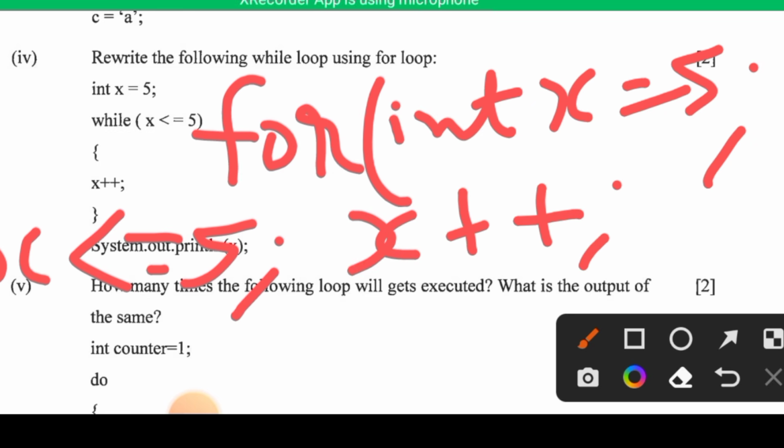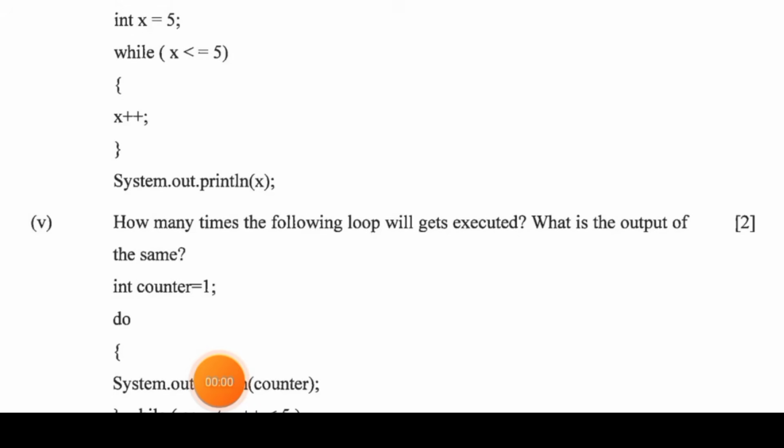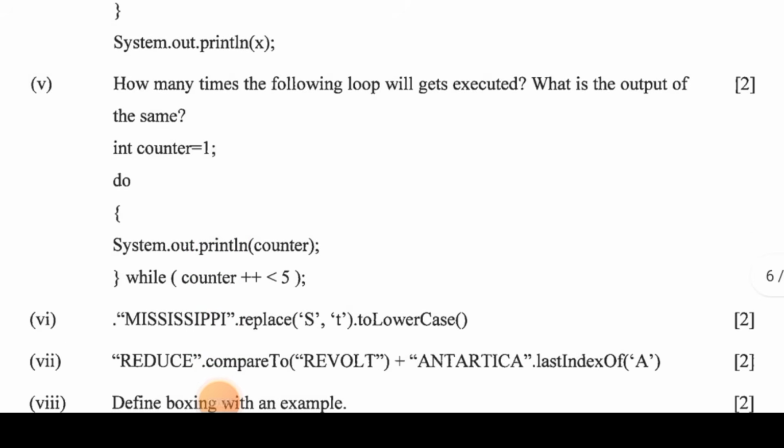plus. Okay, semicolon will not be here, this will be a bracket here. Then after, we will open the scope of the loop, and then we'll close the loop. Okay, and the printing statement will be outside the loop only. Now we'll go to question number 5.